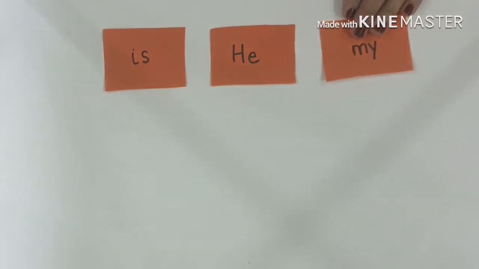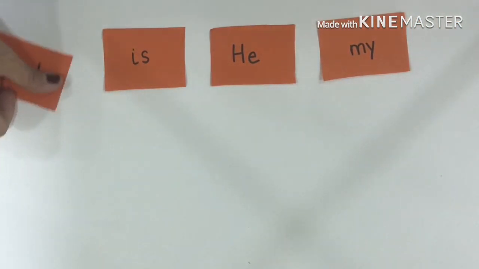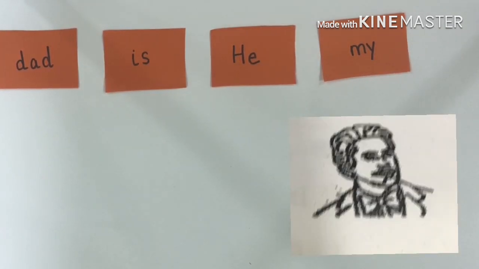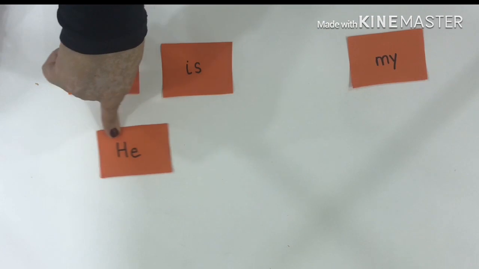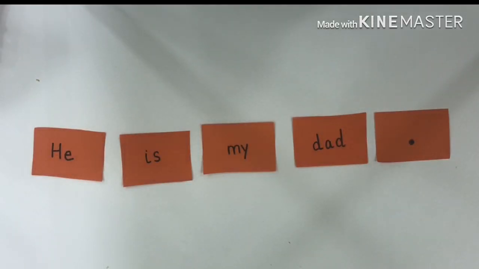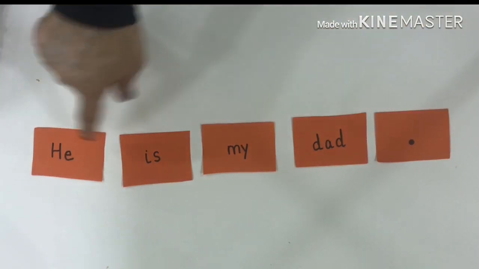Let's jumble the words first. Now, let's read it. Dad, is, he, my. He is capital. The picture is of a man who can be a dad, a boy. But let's see what the sentence says. He is my dad. And don't forget the full stop, please. He is my dad. Full stop.